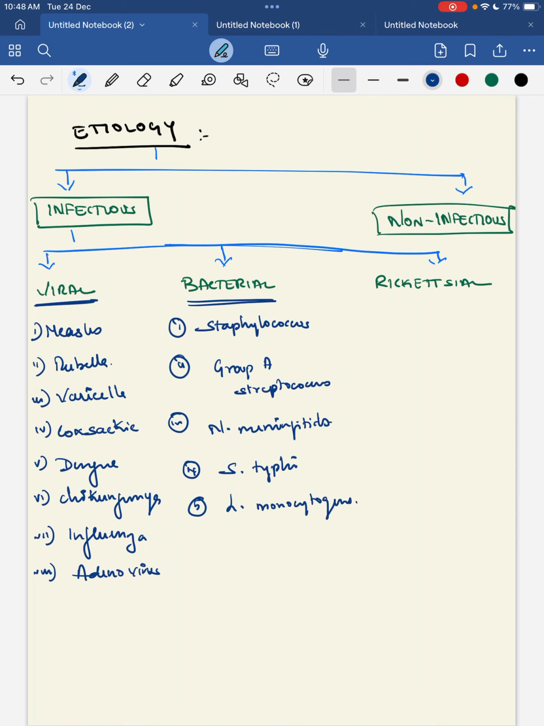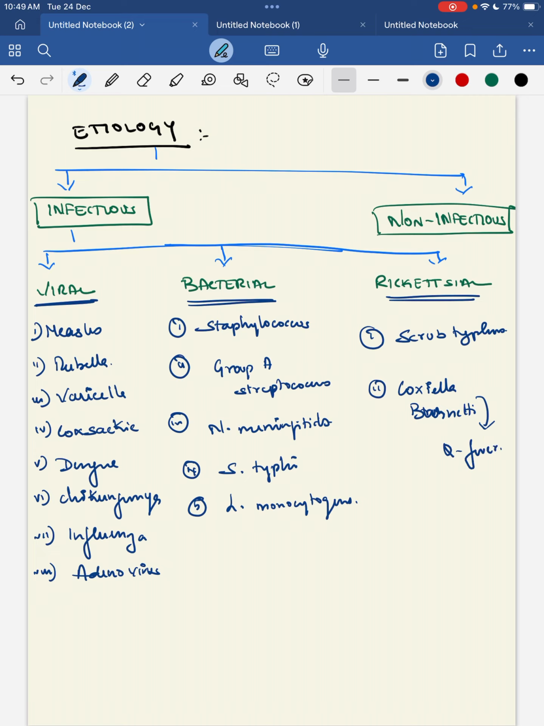Coming to the rickettsial, the first one is your scrub typhus. Scrub typhus will cause a rash in the child. I'll show you the pictures. Next will be Coxiella burnetii, which will cause your Q fever. So these are some of the etiological agents that can produce a child with fever and rash.